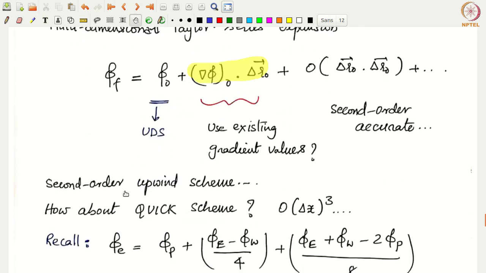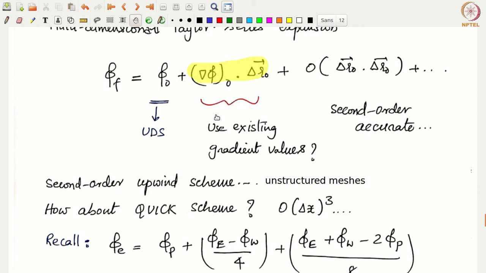We essentially discussed how to extend the higher order schemes, or second order upwind scheme, to unstructured meshes, right? That's what we have discussed till now. Now how about the QUICK scheme? What do I do? I don't have the second derivatives calculated already, so what should I do about calculating the QUICK scheme on unstructured meshes, because that comes with order delta x cube.